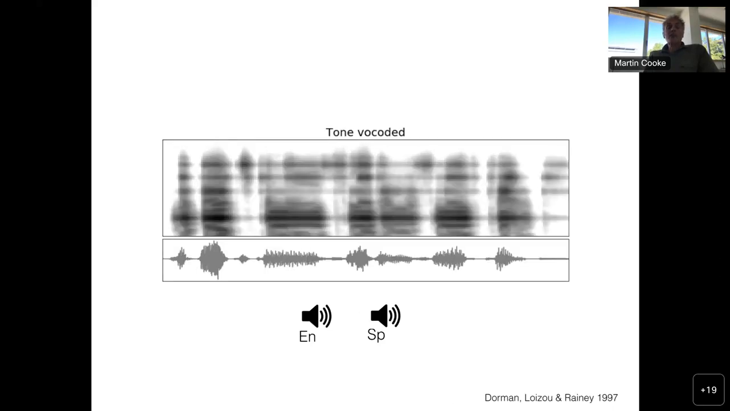And tone vocoded is essentially the same thing, except rather than using a noise carrier, we're using a static sinusoidal carrier.